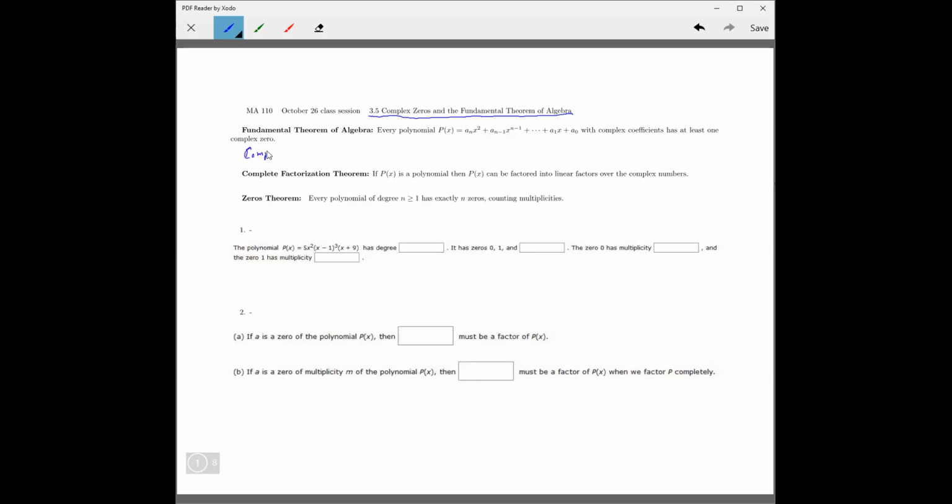Now, I want to make a note here, let me do a little bit of review on what complex numbers are. Those are the numbers a plus bi, where a and b are real numbers. For example, 3 plus 2i, 7 minus i, etc. Those are examples. But one thing I want to remind you of is that real numbers are also complex numbers.